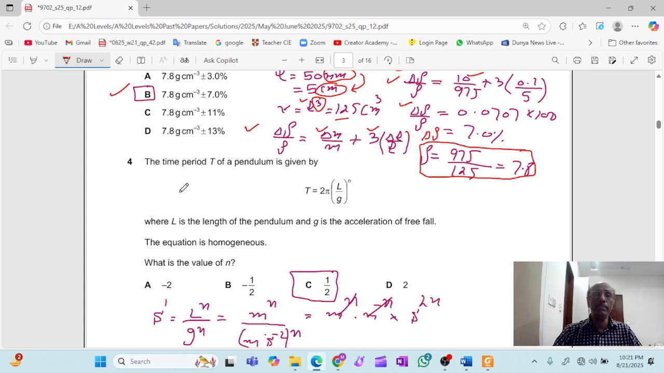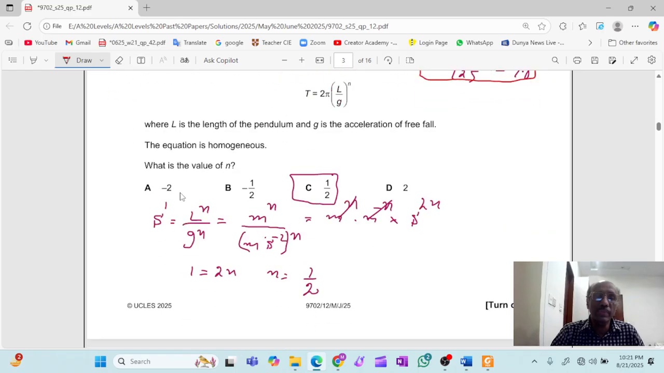The time period of the pendulum is given by T equal to 2 pi times L over g raised to the power n. Now I will write this expression in terms of units: the time unit will be replaced by second, 2 pi as it is, and then length to the power n and g to the power n. I will rearrange all these equations, substitute the units, and at the end I will get n equal to 1 by 2. So this is not a difficult question.